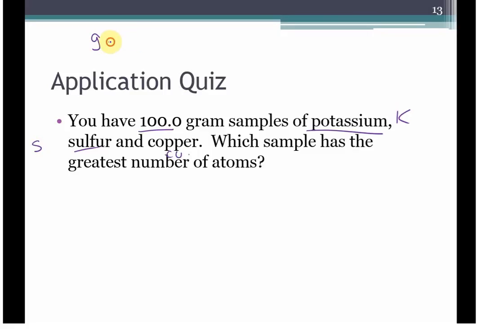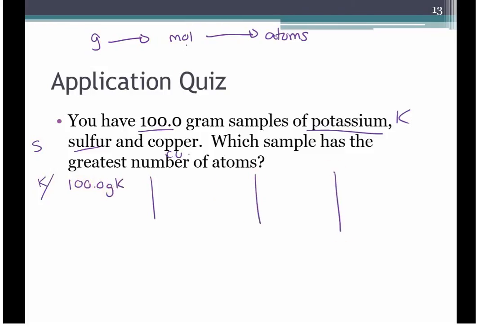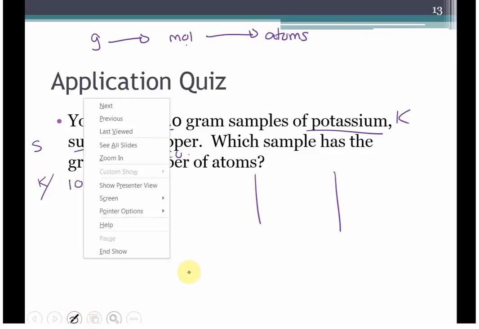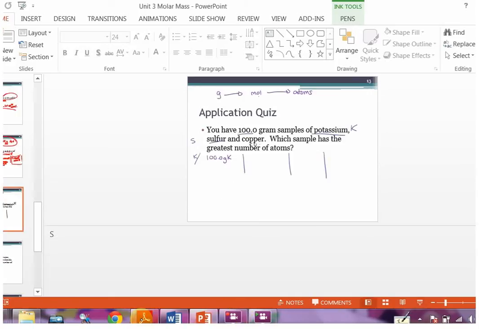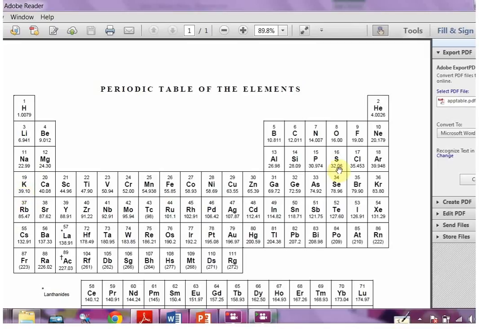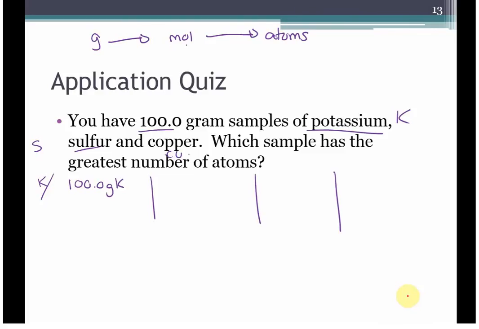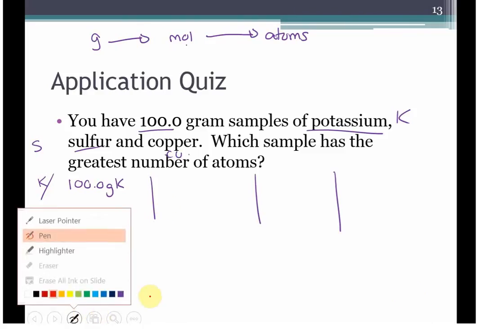We can go from grams to moles, and from moles, we can go to atoms. We do not have to go from moles to molecules because these are not molecules. So we can just go ahead and set this up. I'm going to go ahead and start with potassium up here. We have 2 arrows, so I need 2 columns. 100 grams of potassium. From our periodic table, I think it is 39.10. Sulfur is 32.06. And what was the other one? Copper is 63.55.